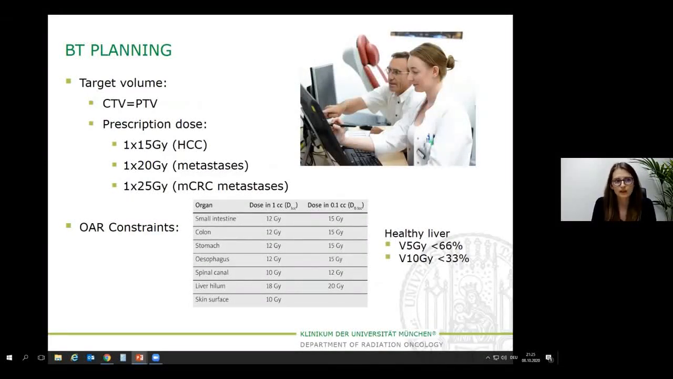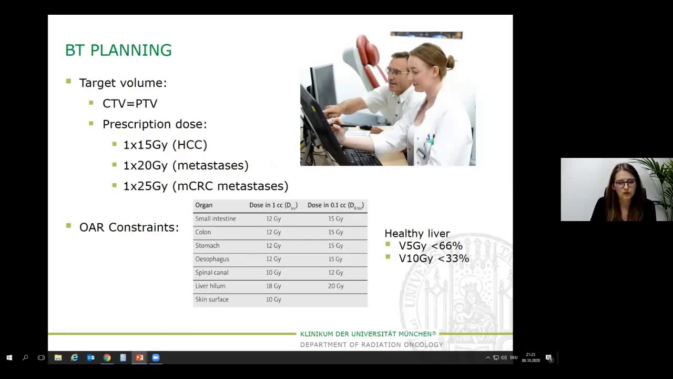Usually we don't add any margins on our CTV, which means CTV is equal to the PTV. Our prescription dose is 15 gray in HCCs, 20 gray in metastasis, also single fractions, so one time, and in colorectal metastasis, we use a higher dose of 25 gray. These are roughly our constraints.